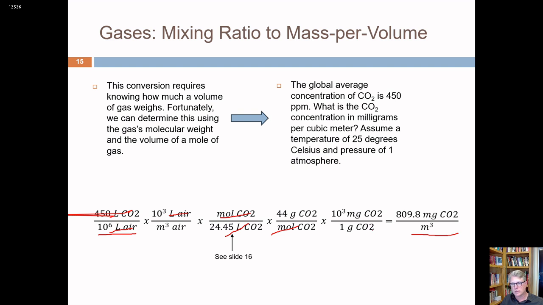We're trying to get to milligrams, so we know there are 1,000 milligrams for every gram. Boom. And now we run through the math, and let's just do some other canceling. We've got 10 to the 6th in the denominator, and we've got a 10 to the 3rd and another 10 to the 3rd in the numerator. So those are together 10 to the 6th in the numerator, which will cancel out the 10 to the 6th in the denominator. And we're left with 450 times 44 divided by 24.45, which turns out to be 809.8 milligrams of carbon dioxide per cubic meter of air.